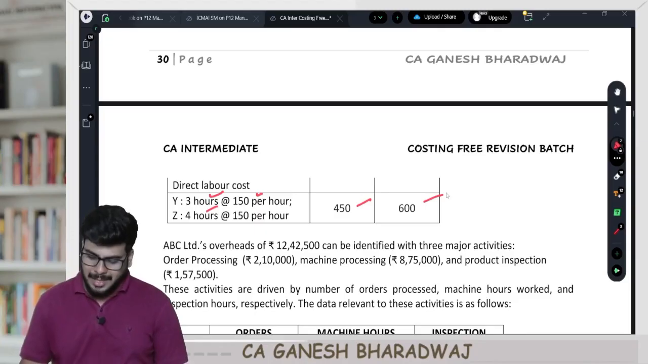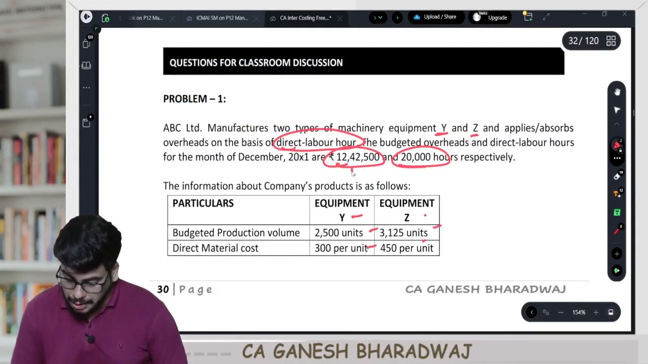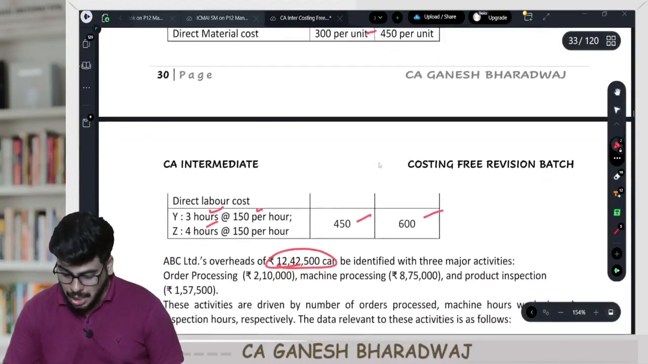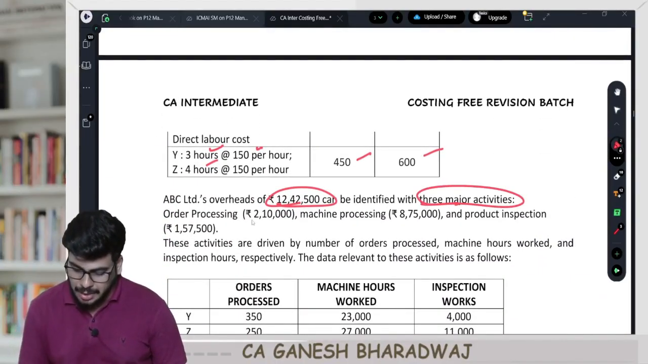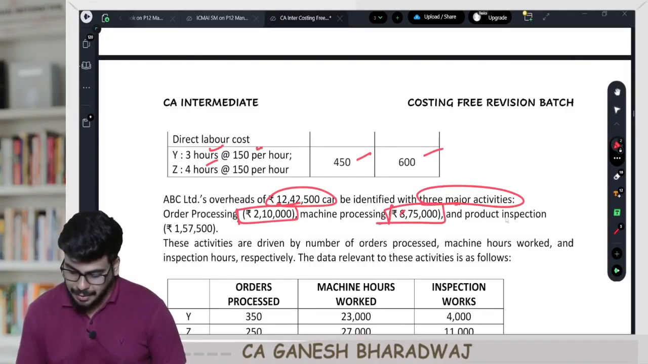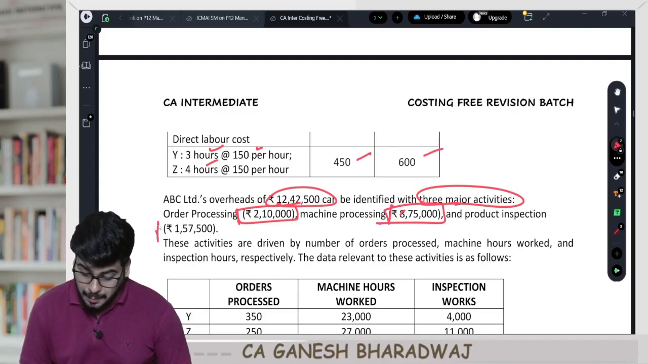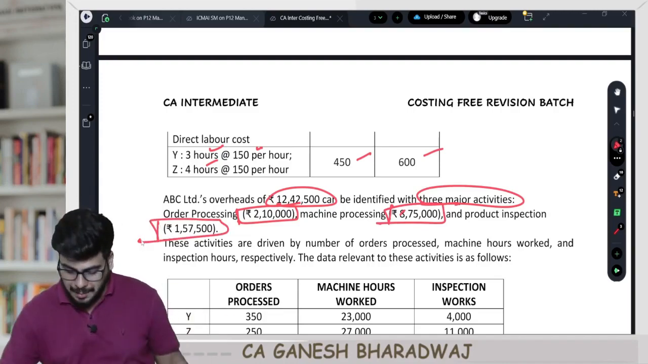Now, ABC Limited's overhead of 12,42,500. What is this figure? The total overheads that we had. Now they are breaking it. It has been identified with three major activities. Order processing 2,10,000, machine processing 8,75,000, product inspection 157,500. Now they have broken it down into multiple activities.